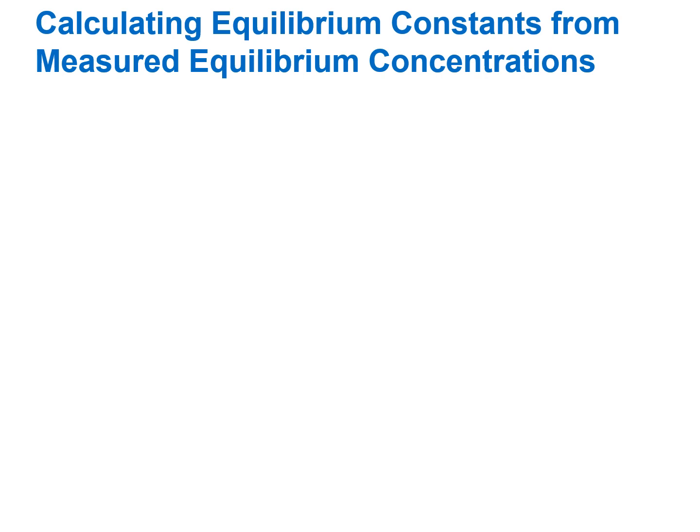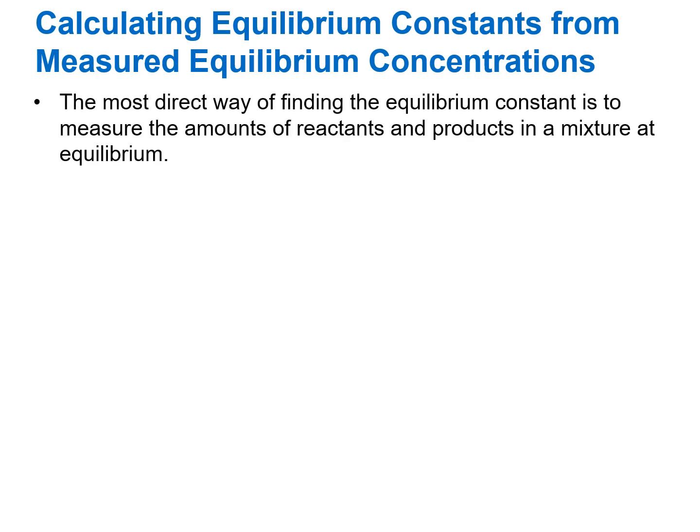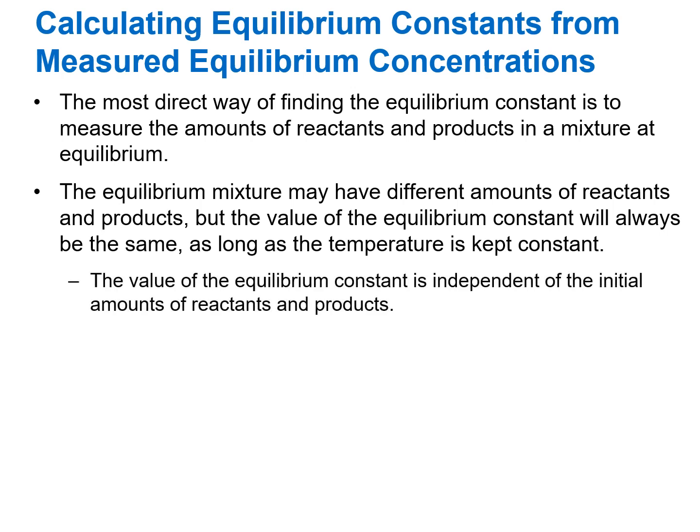Now, up until this point, we have just been talking about how to set up equations in order to get the K, that equilibrium constant. Now, we're actually going to find some values to plug in there. So how do we do that? Well, the most direct way is to actually just measure the amounts of the reactants and the products that you have. The equilibrium mixture then is going to have different amounts of reactants and products, but the value of the equilibrium constant is always going to be the same across all of the equations.